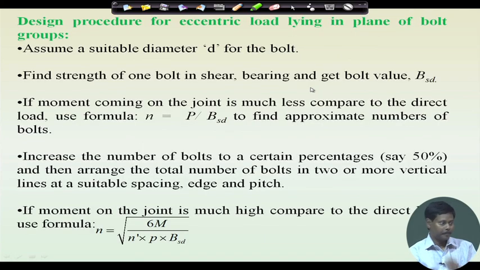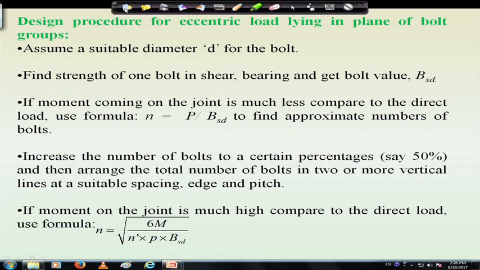So, the design procedure, if we see, what we will do: first we will assume a suitable diameter of bolt. We have to assume a suitable diameter of bolt depending on the availability, or if we want a lesser length of the joint, then we have to choose a bigger diameter, otherwise we can go for a small diameter. Also, it depends on the thickness of the member. So, depending on that, we will decide the diameter of bolt.